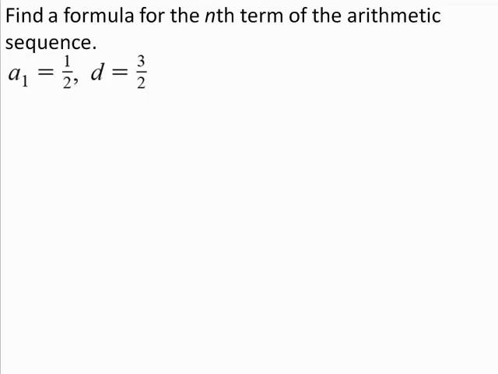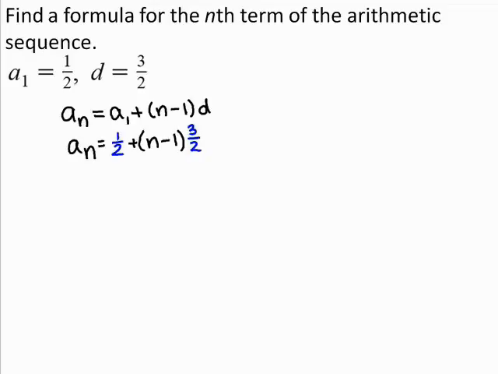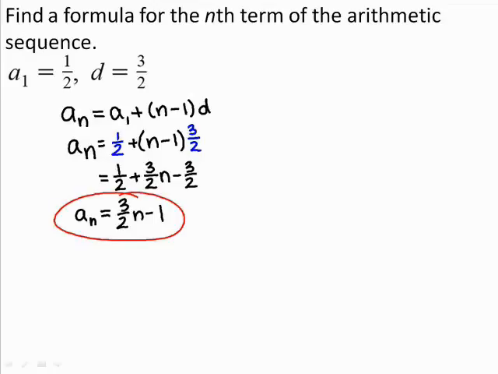Find a formula for the nth term of the arithmetic sequence. A sub 1 equals 1/2 and d equals 3/2. Use the formula for the nth term of an arithmetic sequence. A sub n equals a sub 1 plus the quantity n minus 1 times d. Substitute 1/2 in for a sub 1 and 3/2 in for d. Simplify the quantity n minus 1 times 3/2. Simplify 1/2 minus 3/2. You find that the formula for the nth term of this arithmetic sequence is a sub n equals 3/2 n minus 1.